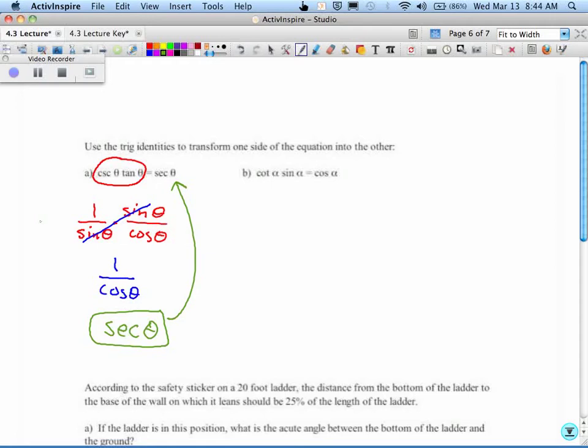I believe that's an alpha. It's tough to tell, but it's the fish-looking Greek letter. So cotangent you could write as, we're going to do this one, cosine over sine times sine. What can you get rid of? And what's left? Cosine of the fish thing, which is what we were supposed to get.